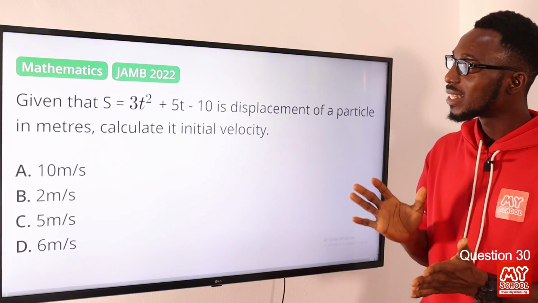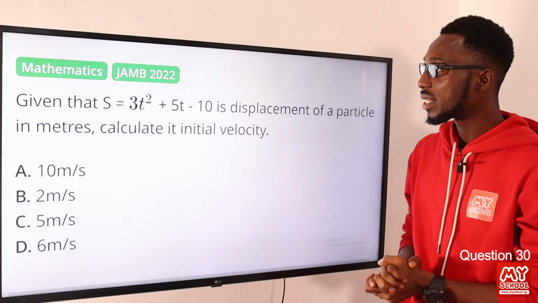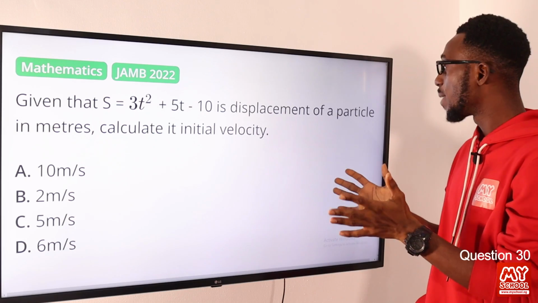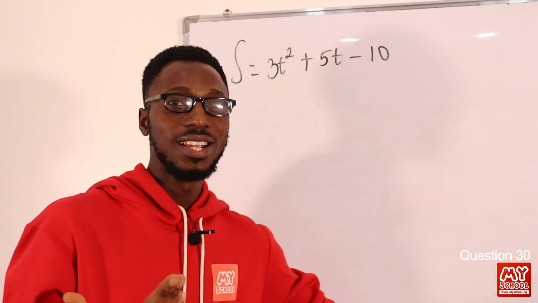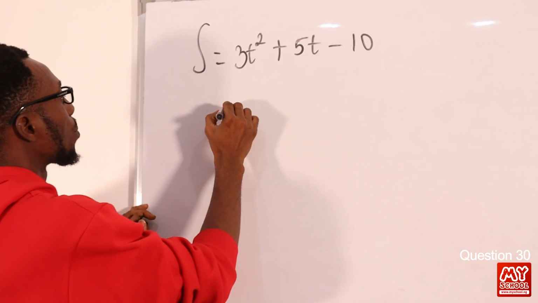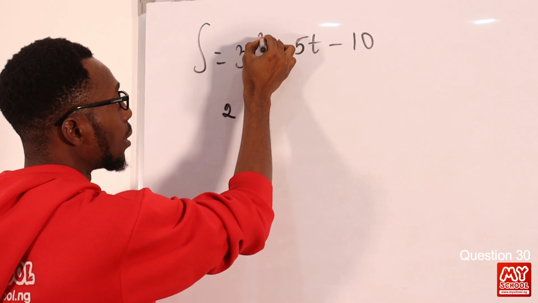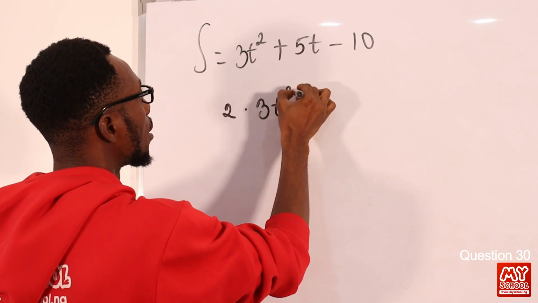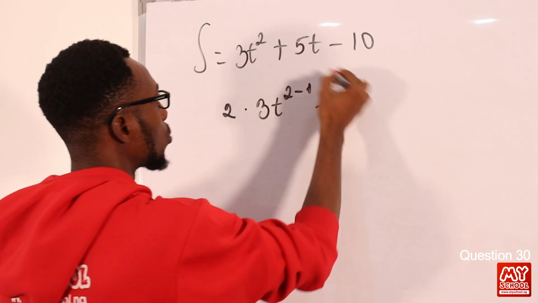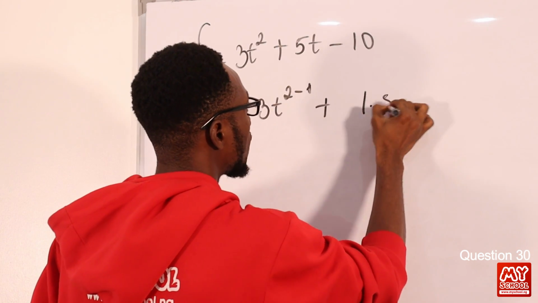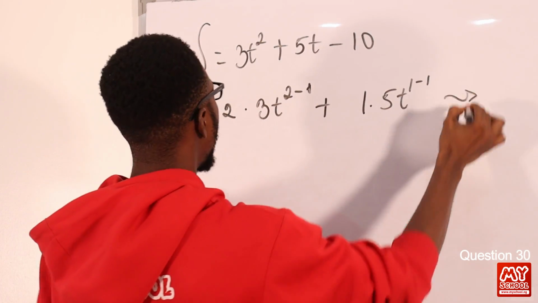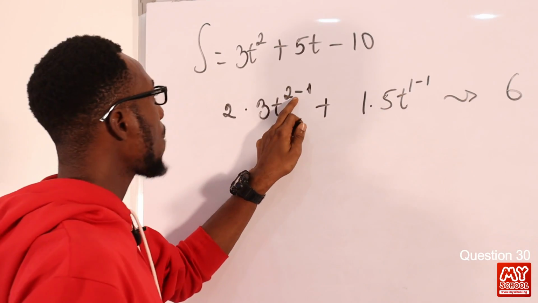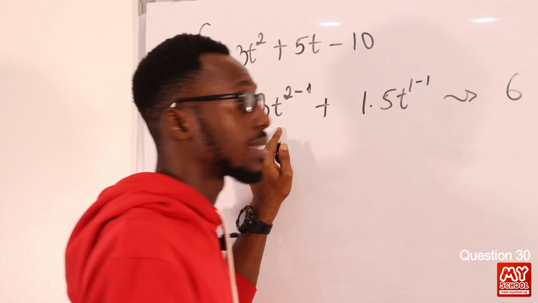30. Given that s equals 3t squared plus 5t minus 10 is the displacement of a particle in meters, we are asked to calculate its initial velocity. Given this kind of expression, what we just need to do is to differentiate. When we differentiate this, we have 2 times 3t squared, with the power minus 1. This 5t is of course raised to power 1, so I have 1 times 5t to the power 1 minus 1. When we differentiate a constant, it becomes 0. So basically I have 2 times 3, that is 6. 2 minus 1 is 1, so t raised to power 1 is still t.